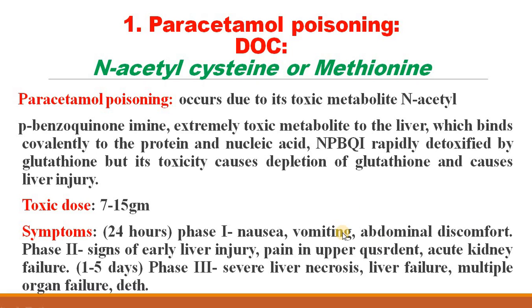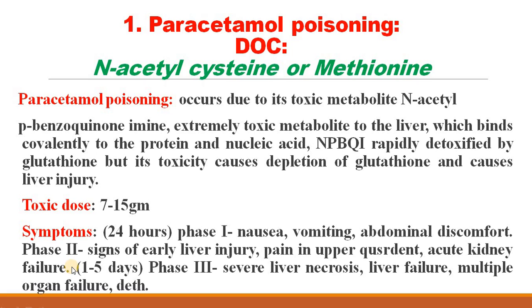In phase second, there is a sign of early liver injury. There is a little bit of liver injury, and you will have pain in the upper quadrant over your liver. Then there will be acute renal failure, acute kidney failure. This occurs in phase second.